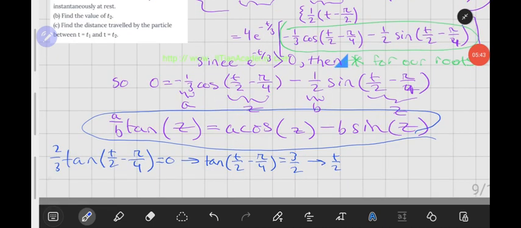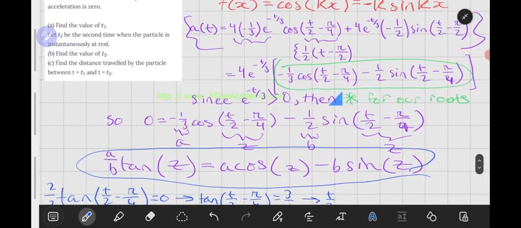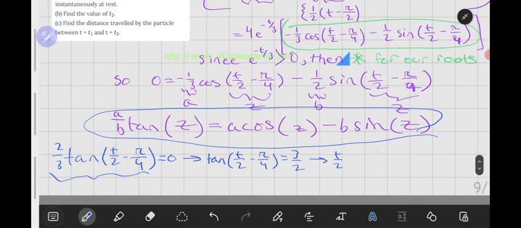Okay, so when we do this, we then get the function 2 over 3 tan of t over 2 minus pi over 4 is equal to 0, and we can rearrange that so that we get tan of t over 2 minus pi over 4 is equal to 3 over 2. Then we can take the inverse tan of our function so that we get t over 2 minus pi over 4 is equal to inverse tan of 3 over 2.